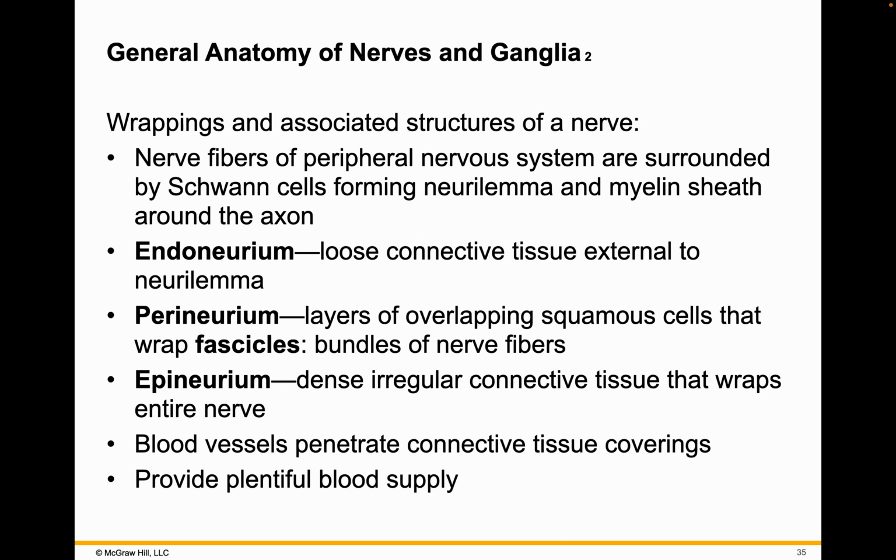Wrappings associated with a nerve are connective tissue wrappings. The endoneurium is a loose connective tissue external to the neurolemma. Then those are grouped in fascicles by perineurium, and the entire nerve is surrounded by epineurium. It should be very familiar to you, very similar to the structure we had with muscles, except it was endomysium, perimysium, and epimysium. Blood vessels do penetrate the connective tissue coverings and provide a plentiful blood supply to the nerves.